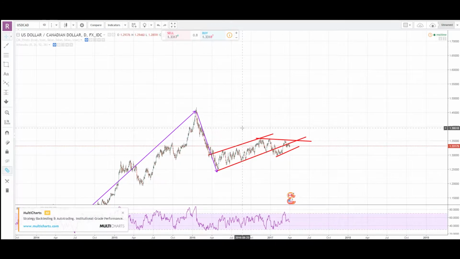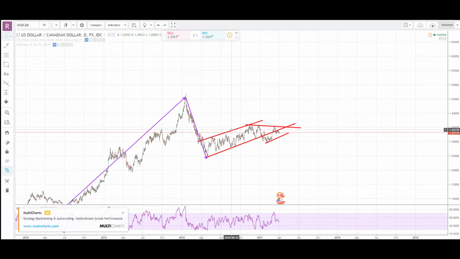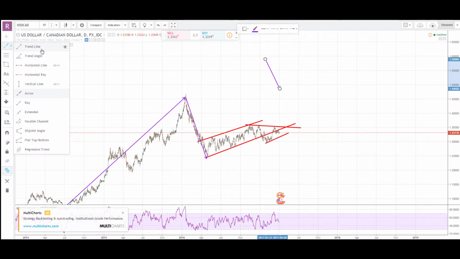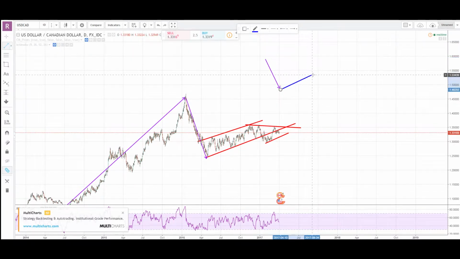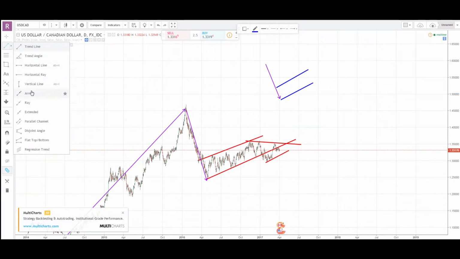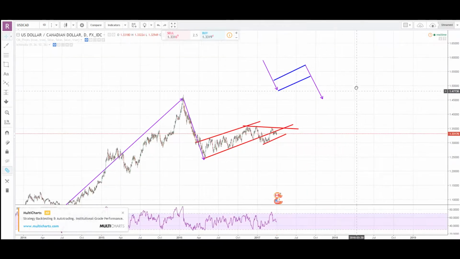This is a flag. This is a rising flag. Price came back, and that's our flag of consolidation, and someday it will go down again.